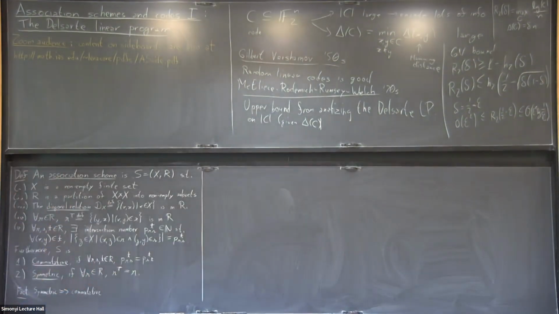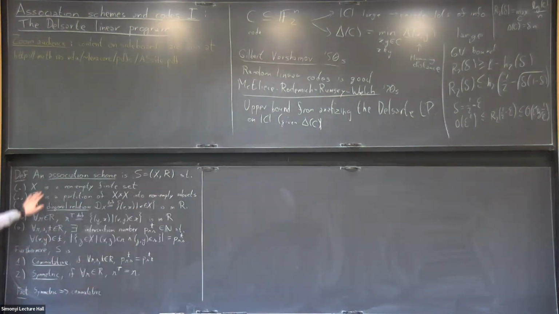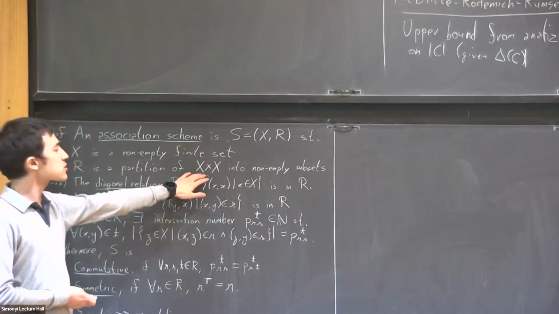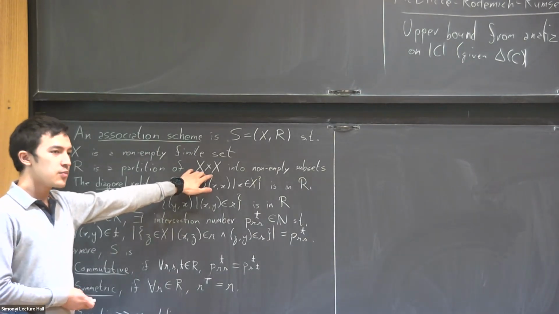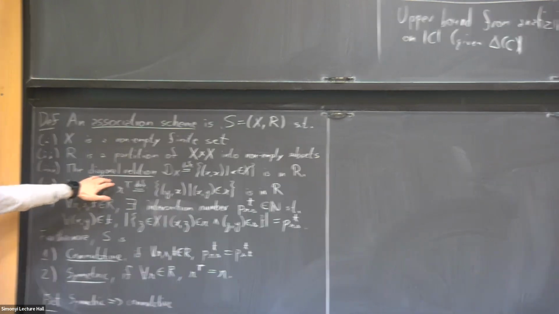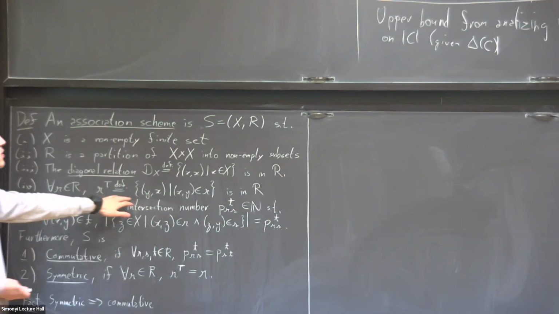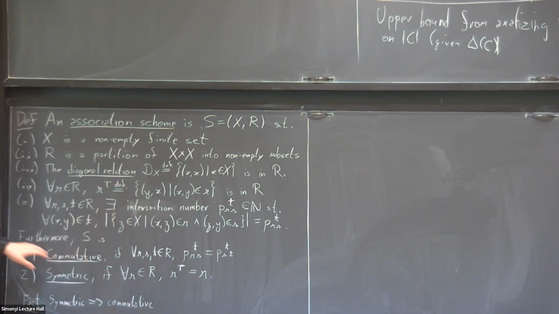Here's the definition of an association scheme. The first idea is completely combinatorial. You have a base set X, which is a non-empty finite set, and a set of relations that partitions X cross X into non-empty subsets. But not any partition: the diagonal relation must be one of the parts, and every time I see a relation, the transpose relation should be in there as well.